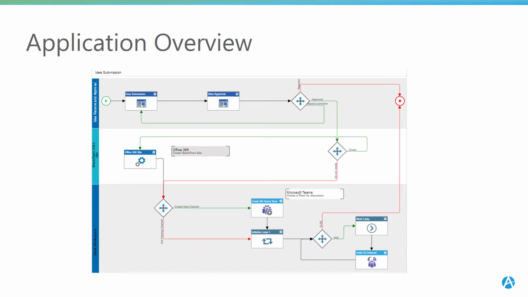Now, as you can see here, I have an overview of the process up on screen, and the process itself is fairly straightforward. Things start off here when an employee submits a new idea for approval. If approved, we'll create the appropriate collaboration spaces in Office 365 as well as Microsoft Teams.